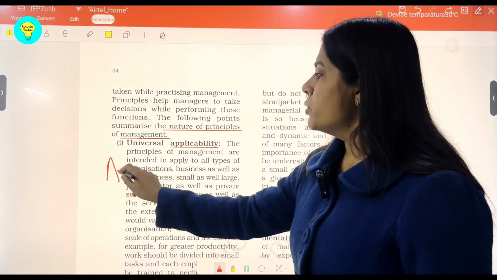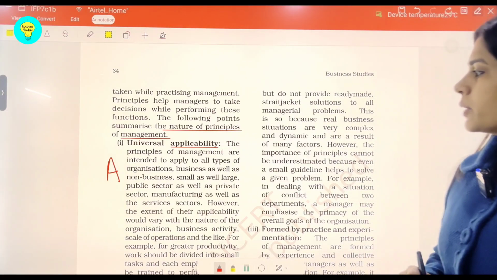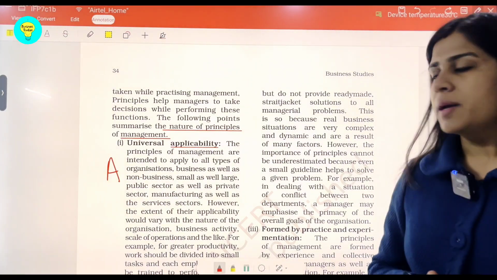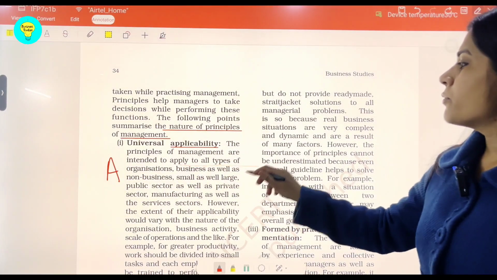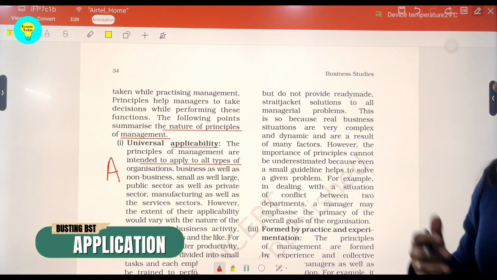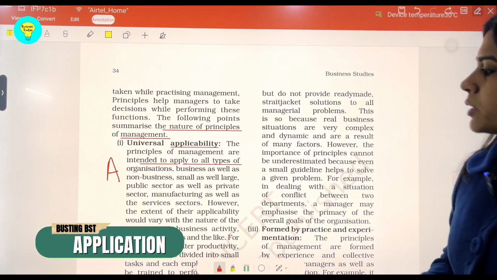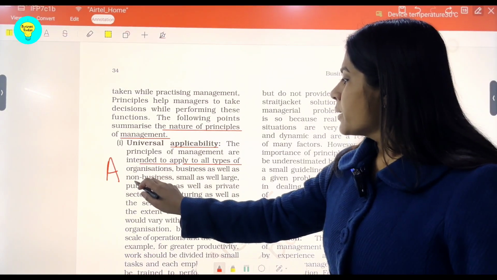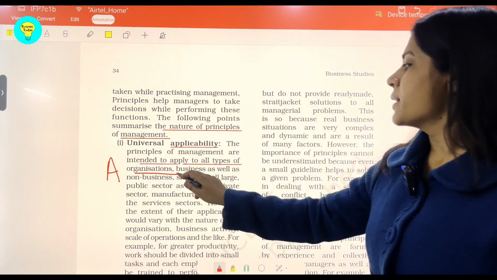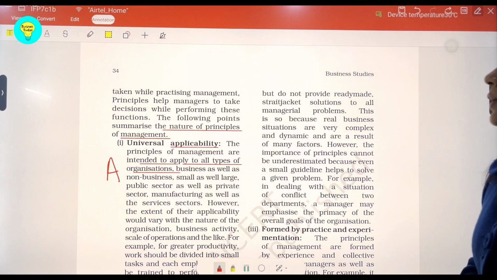A, as I told you, you must write the applications are universal, which means we can also say that they are pervasive, applying to all kinds of organizations, whether business or non-business, whether small or large, whether public sector or private sector, whether manufacturing or servicing sector. On all such organizations, these principles are equally applicable in order to ensure efficiency and effectiveness.